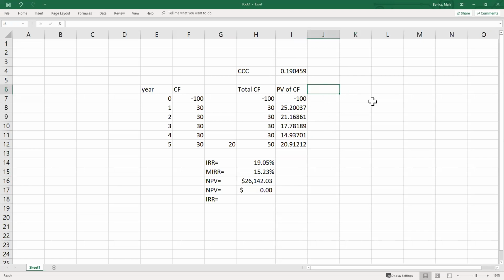And then finally, for the MIRR, we want the future value of the cash flows. And so we're going to take these $30,000 payments into the future. So this is going to equal, so we need our reinvestment rate to go back to 10%.